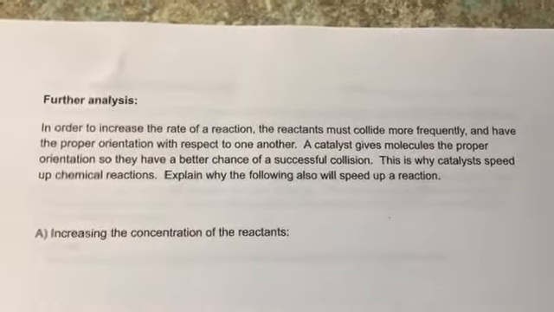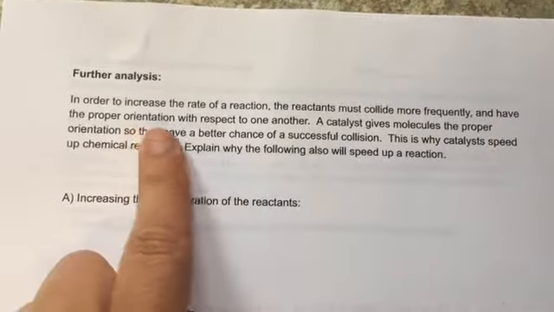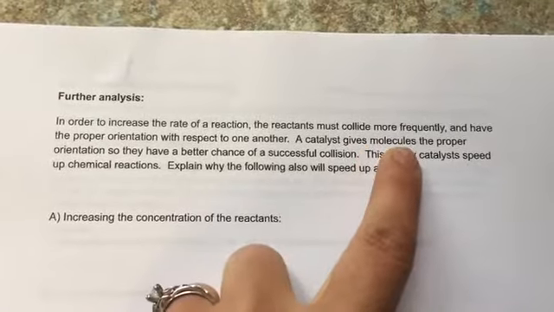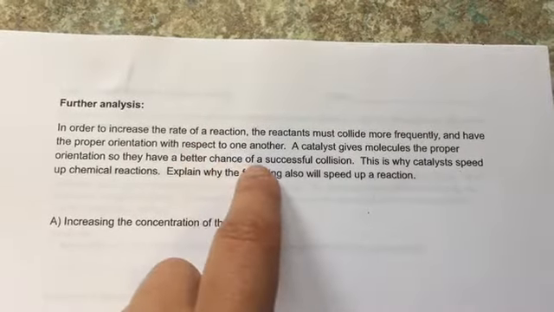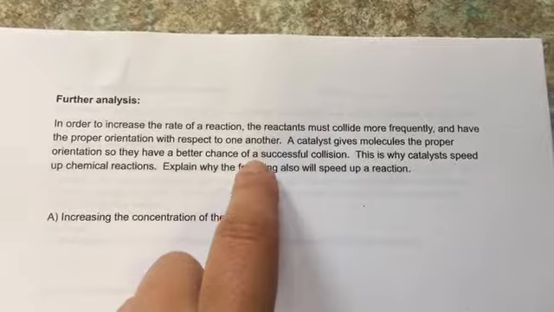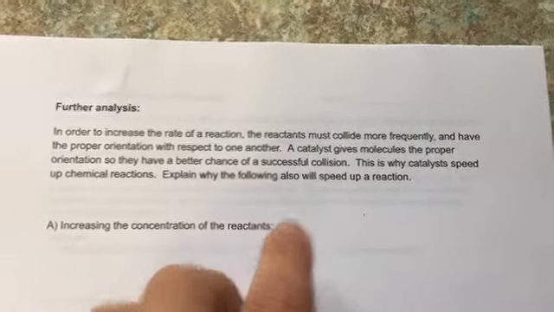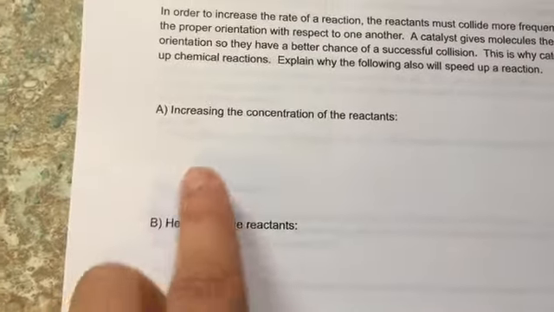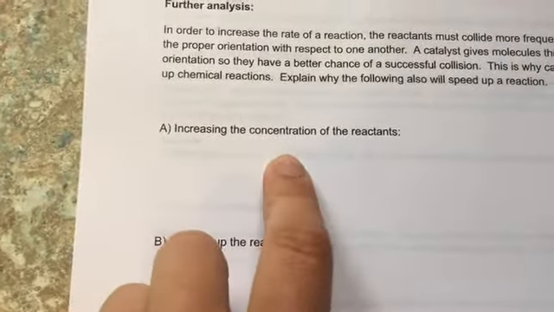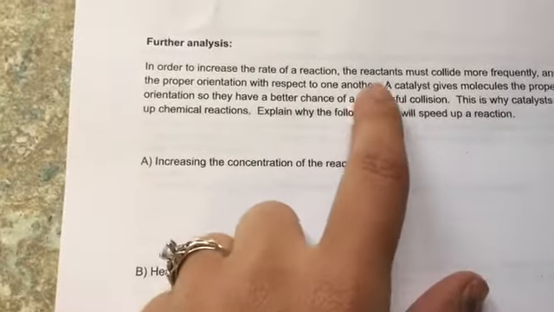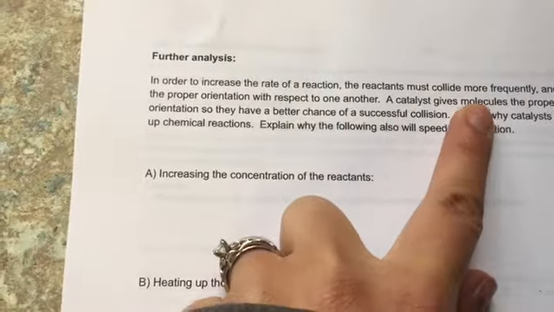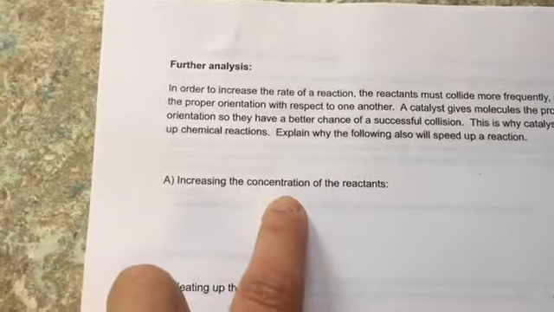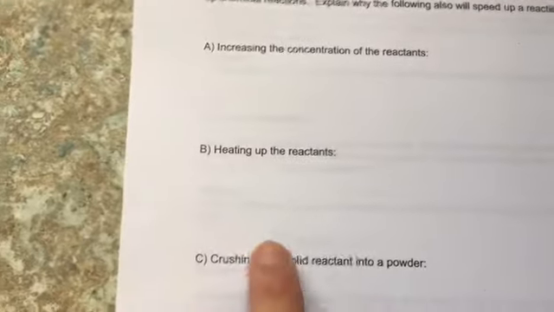All right, so for the further analysis part of this, in order to increase the rate of reaction, reactants must collide more frequently and have proper orientation in respect to one another. So with this, I want you guys to try to answer all of these. Why does increasing the concentration of the reactant speed it up? Remember, they have to collide more frequently. So here's your hint. If we have more concentration, do we have more or less molecules to collide? Okay, so keep that in mind.